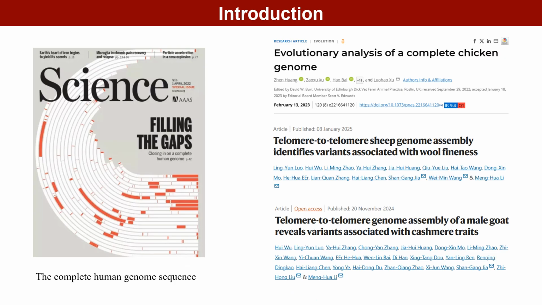Since the publication of the human T2T genome, T2T genomes of several animals, such as chickens, sheep, and goats, have been released. However, the T2T genome of pigs has yet to be published. To address this scientific gap, our study successfully assembled T2T genomes of two representative Chinese pig breeds, the Min pig and the Rongchang pig, respectively.